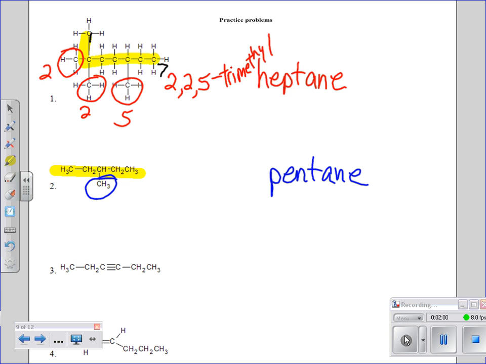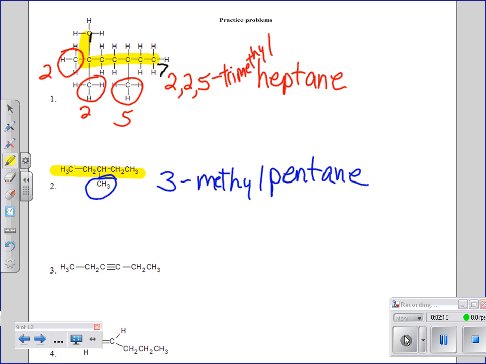Does it matter which side I number from? No, it doesn't. So what number are we going to call that? Number 3. So it becomes 3-methylpentane. 3-methylpentane.